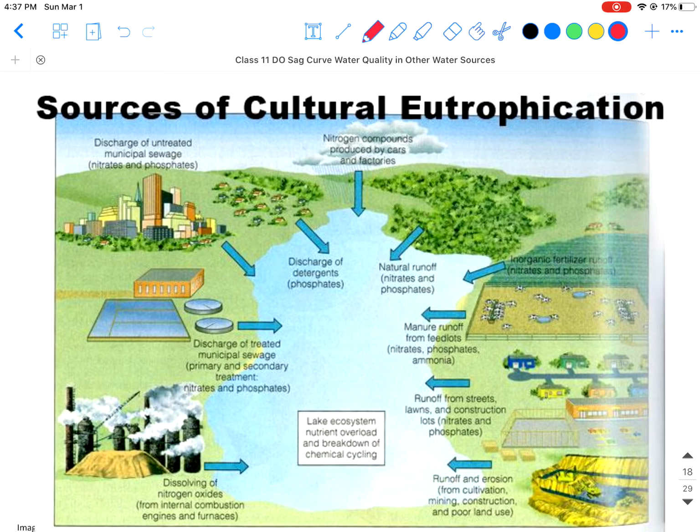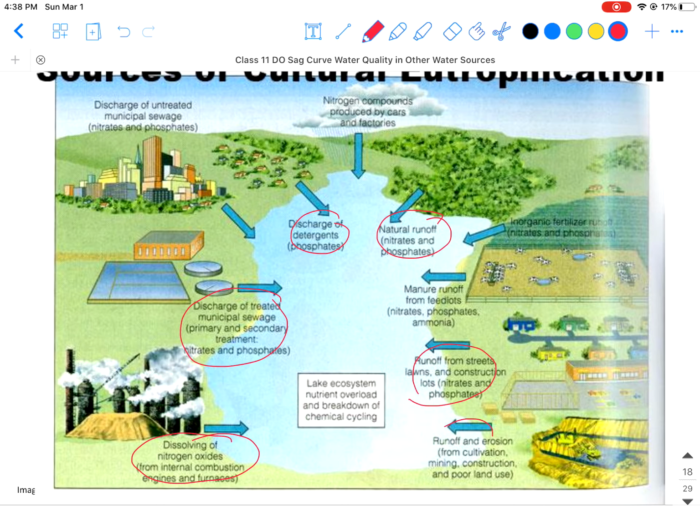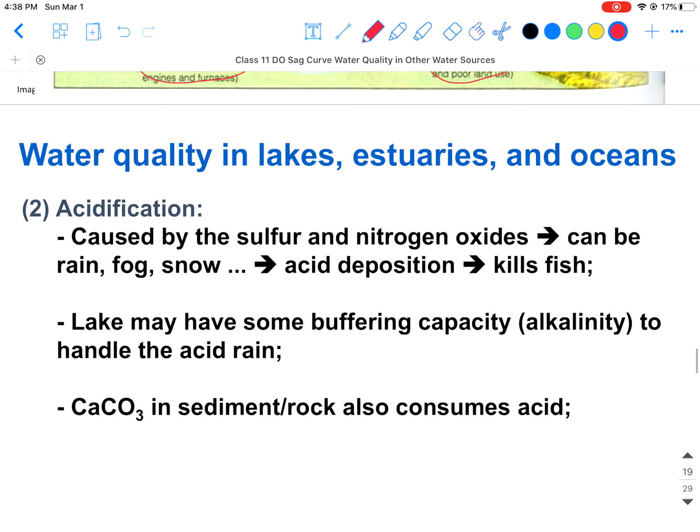And there are different sources of this cultural eutrophication, right? They can come from the detergents. You can have the natural runoff, maybe from the rocks that contain phosphorus. It can come from the discharge of the treated sewage, or the dissolving of the nitrogen oxides coming from the combustion sources. Some other sources, let's say from the construction runoff, manure runoff, and so on and so forth.